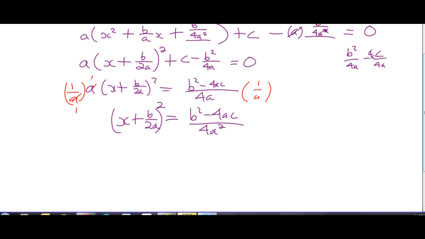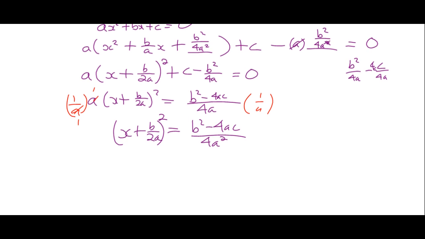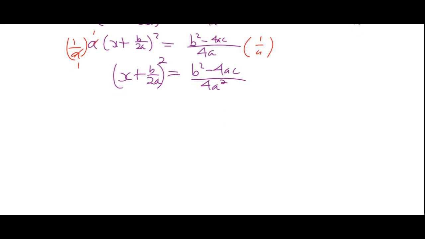All right, so you take the square root of both sides. Well, we move the frame around. Okay, so we got x plus b over 2a is equal to plus or minus, there's got to be two of them, the square root of b squared minus 4ac. And 4a squared has a square root, which is what? 2a.